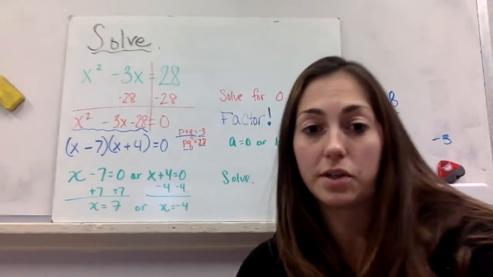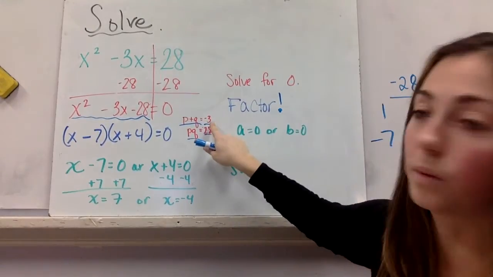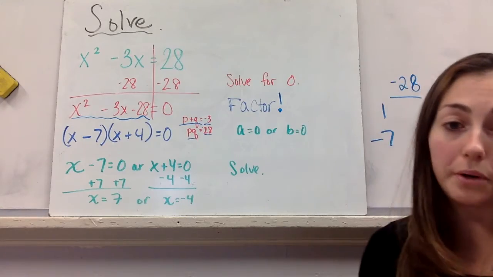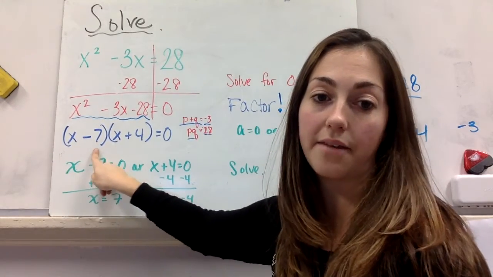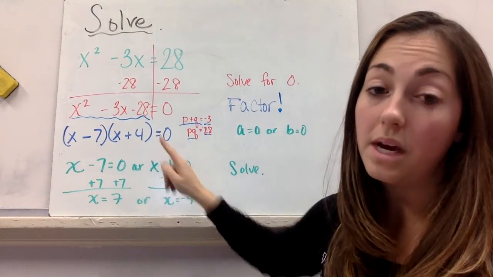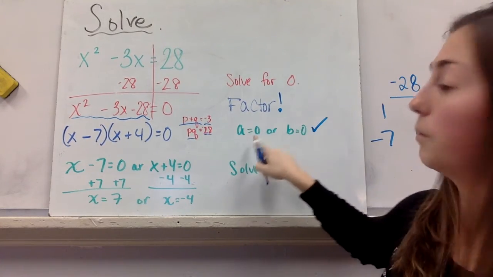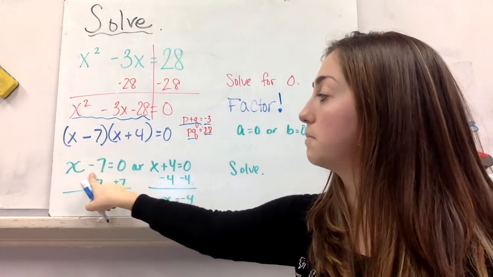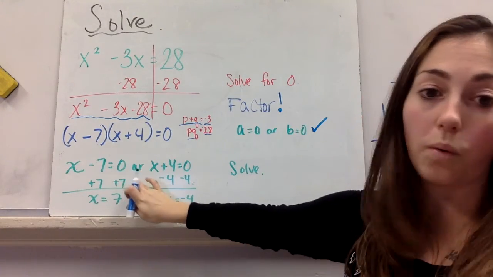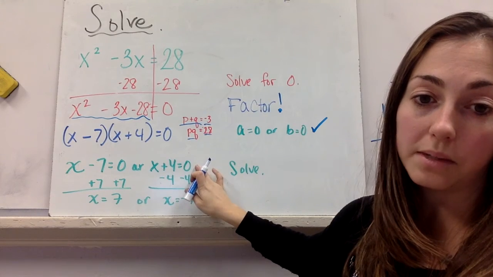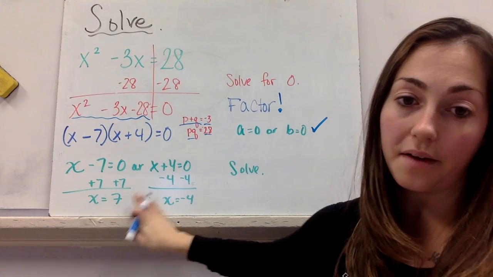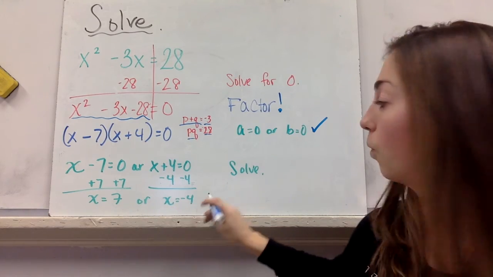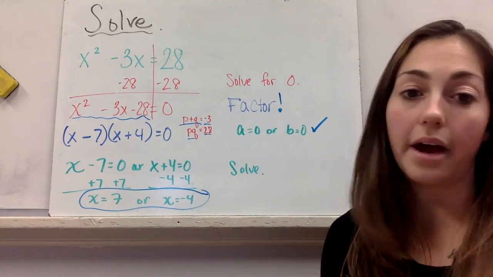I'm going to move this closer so you can see that a little better. What adds to negative 3 and multiplies to negative 28? Negative 7 and 4, so you put it in factored form: x minus 7 times x plus 4 equals 0. And then we've done this already where we separate into a equaling 0 or b equaling 0. And then you have x minus 7 equals 0, or, that's an or, x plus 4 equals 0. Add 7, you get 7. Subtract 4, you get negative 4. So your two solutions are 7 or negative 4. And that's your answer.